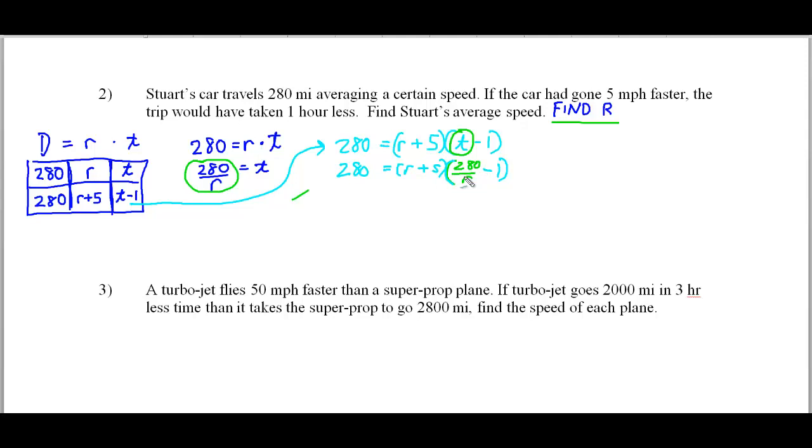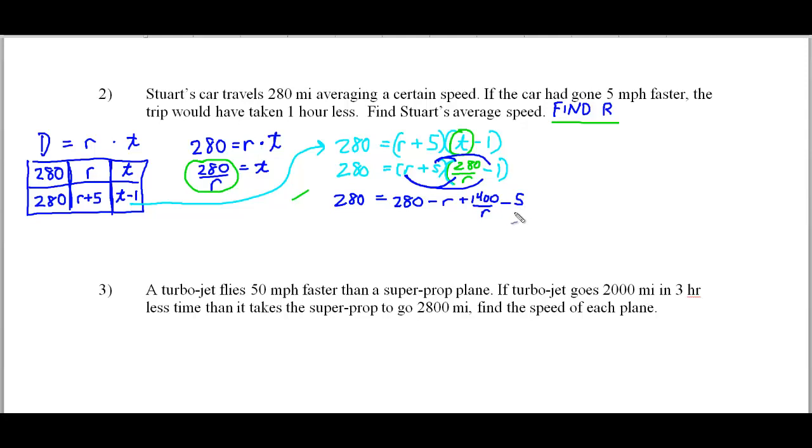So let's start foiling. Let me change to dark blue here, because that's the problem we're pretty much doing right now. 280 is equal to, okay, my first, this times this. Now r times 280 divided by r is just going to be 280. So the r's simplify. Then r times -1 is negative r. Now I've got 5 times this 280 divided by r. So this is going to give me a pretty big numerator here. This is going to be plus 1,400 divided by r. And then this 5 times -1 is -5.